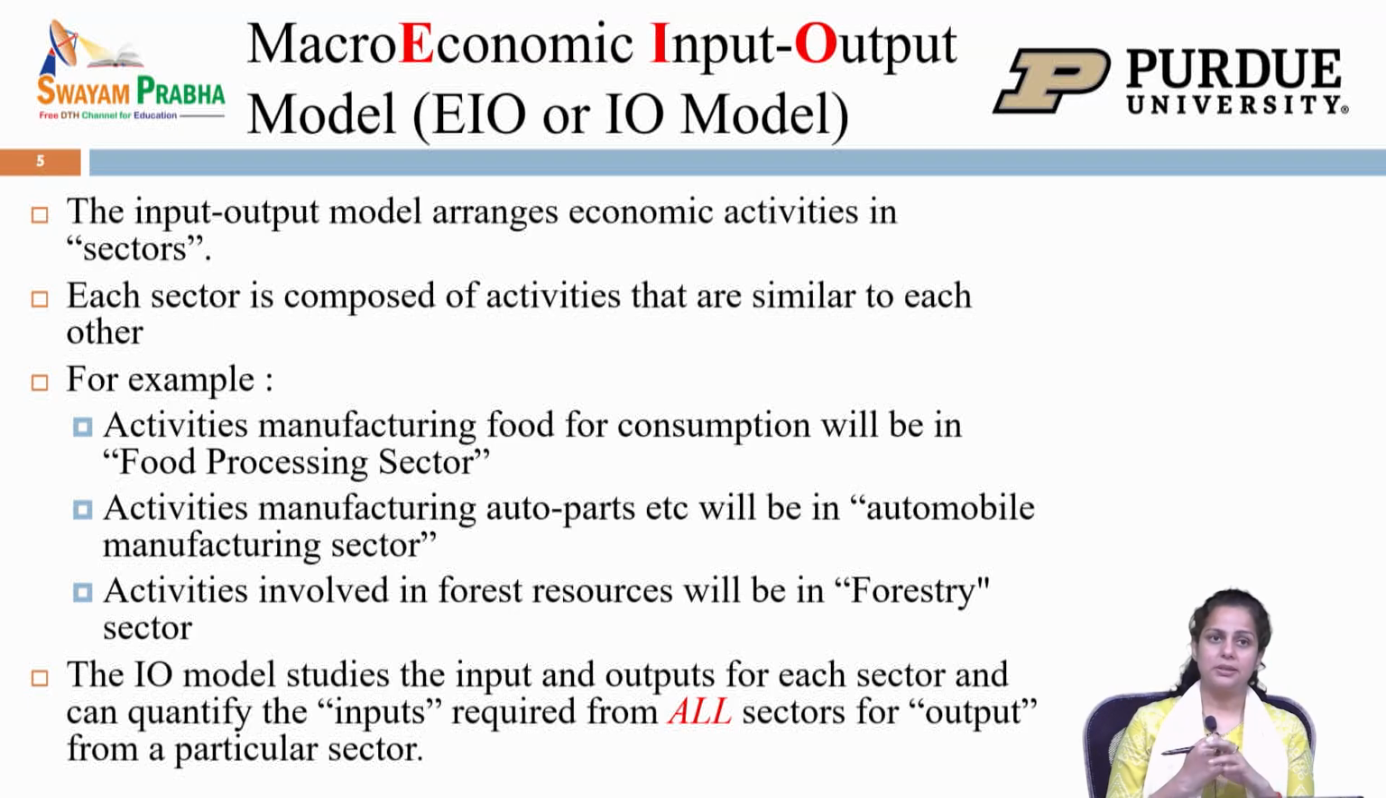What the IO model does is study the inputs and outputs, which is very similar to our process LCA, where we looked at a single process and thought about what the inputs were and what the outputs, the emissions and products, were. Here, instead of processes, we look at each sector, and the model studies the inputs and outputs for each sector. It can quantify the inputs required from all sectors for the output from a particular sector. We will see how this model works in a bit, but in summary it identifies the total impact of economic activities by understanding the structural interaction between different sectors of the economy, and that is what the input-output model does.